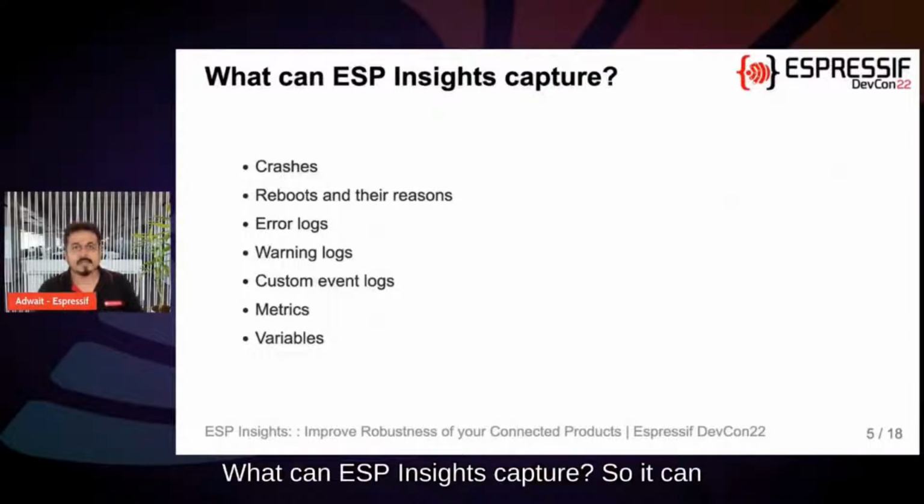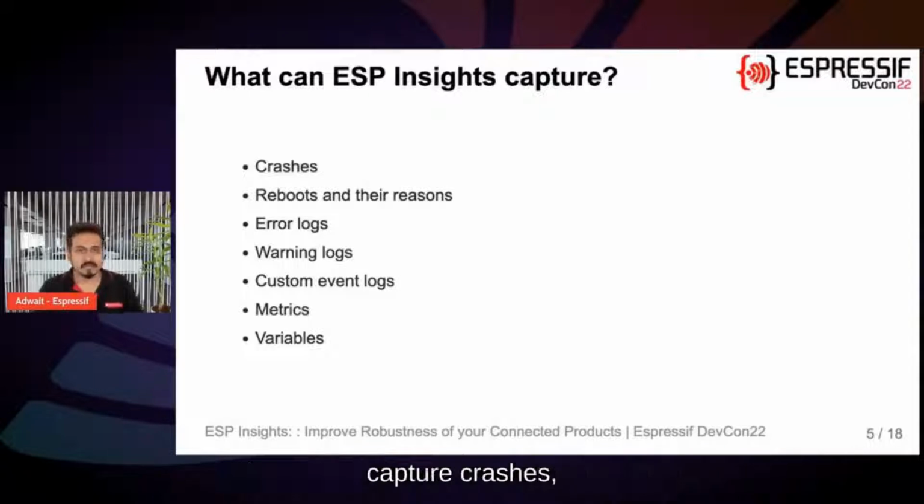What can ESP Insights capture? It can capture crashes, reboots, maybe intentional, unintentional, and the reasons. You can also check error logs, warning logs, even custom event logs. Then you can have metrics, which give better visualization of your device data and help analyze issues faster and in a better way, rather than going through the logs themselves and scanning through a whole set of logs. Then there are also variables that give information about point-in-time system parameters.